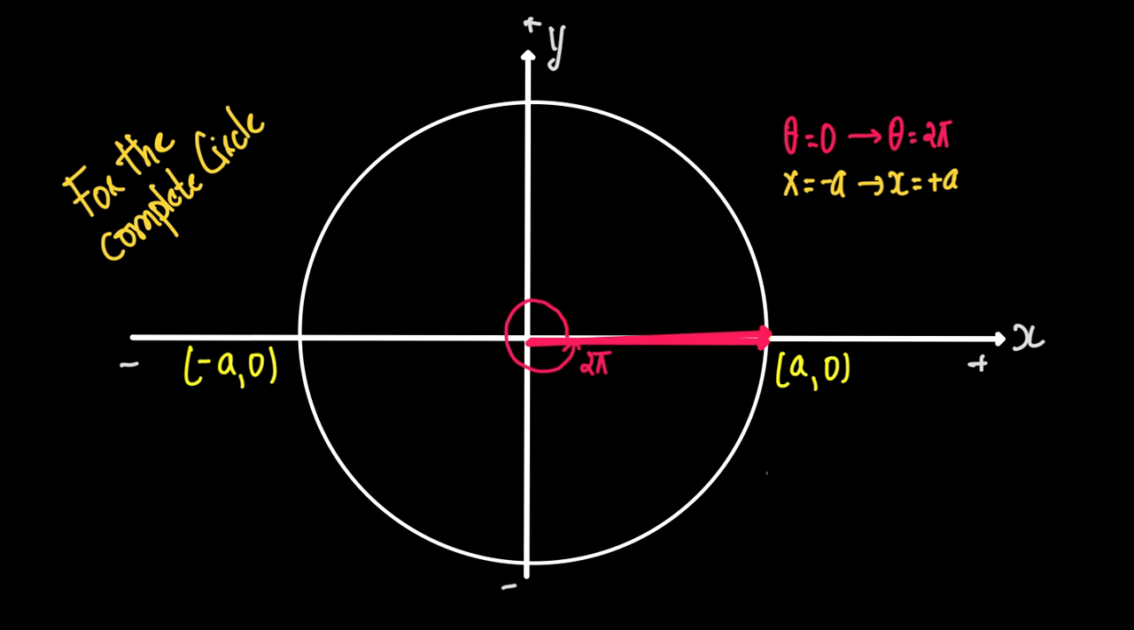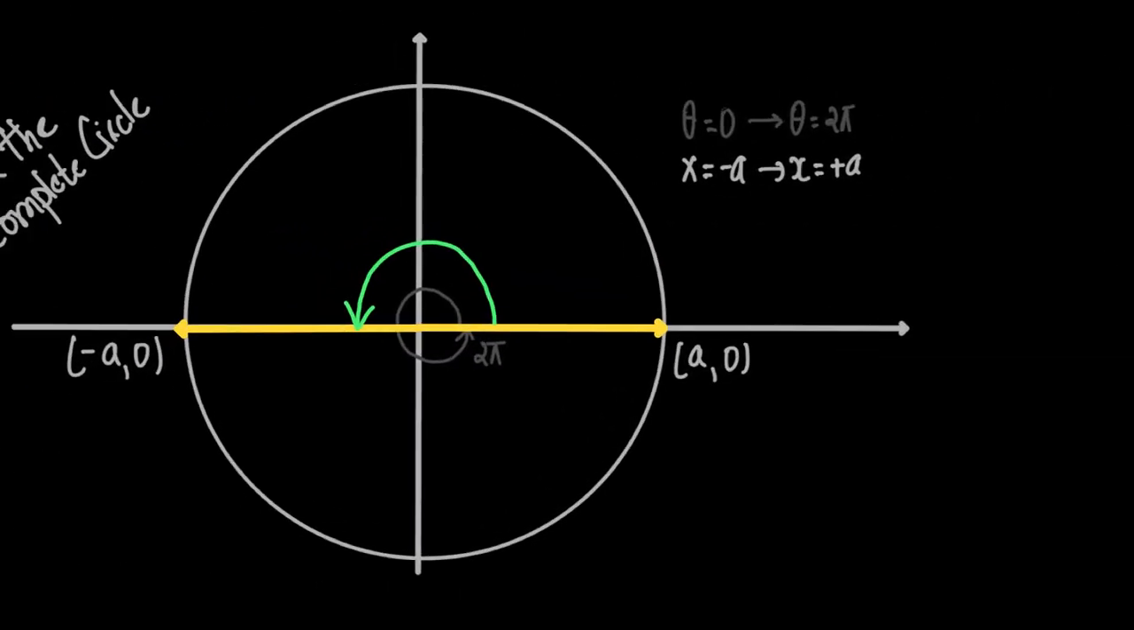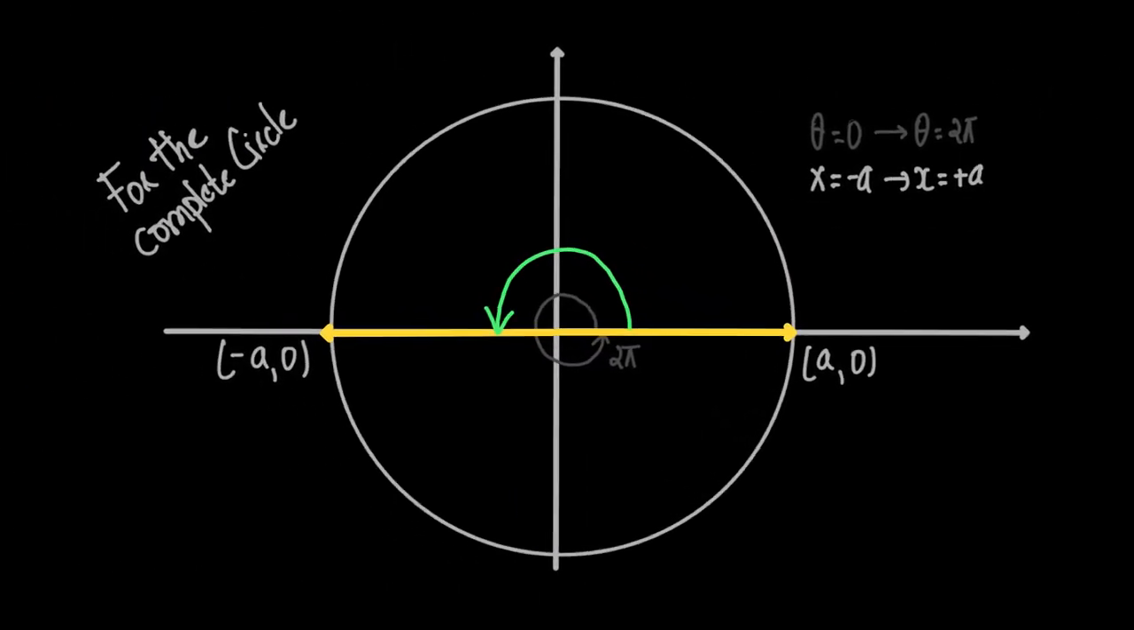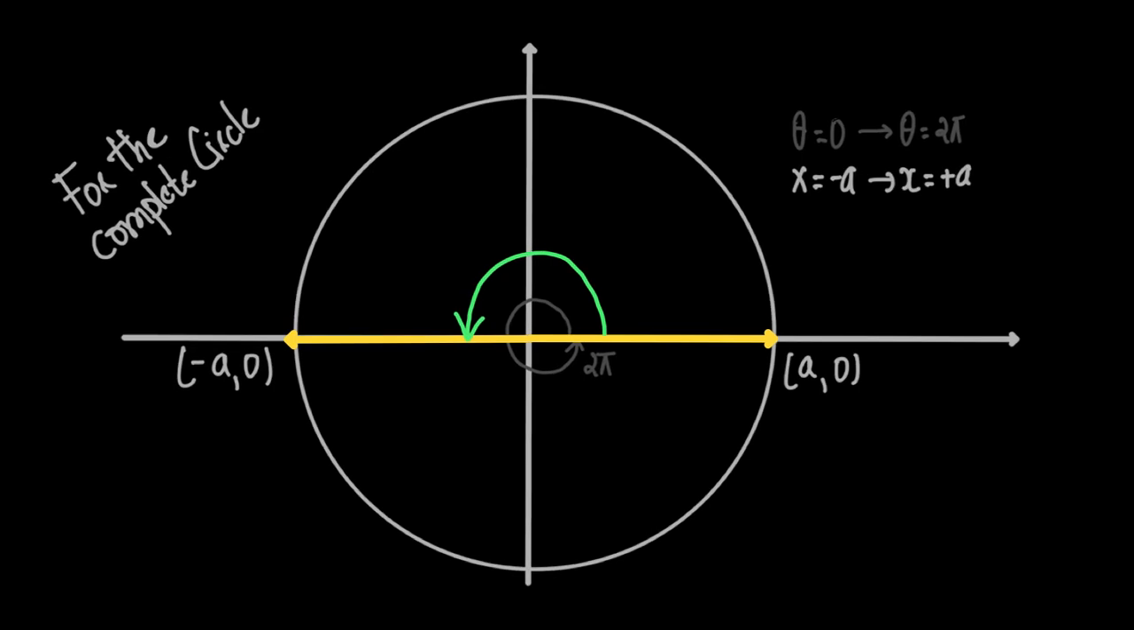So the range of theta for one complete circle is theta equal to 0 to theta equal to 2 pi. And x here will vary, let us visualize that as well, from minus a to x equal to plus a. Now let's see what happens. So we saw what happens for the complete circle.